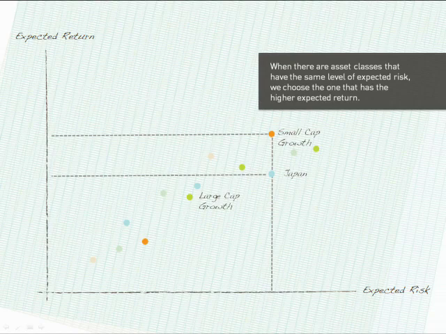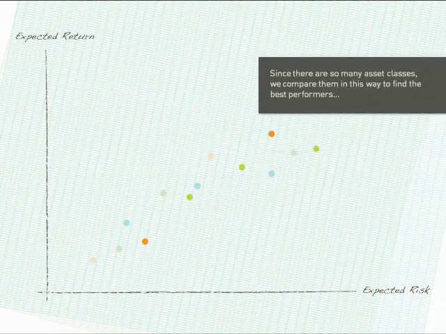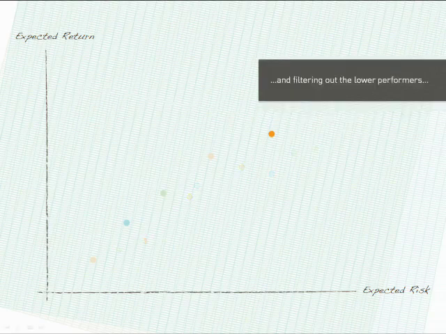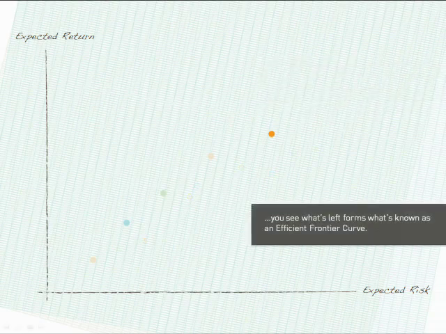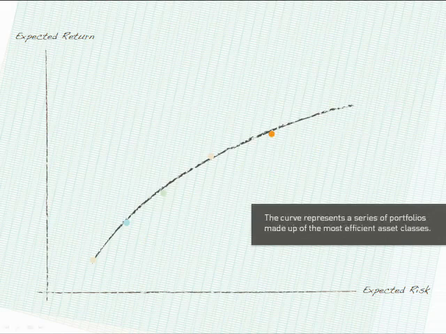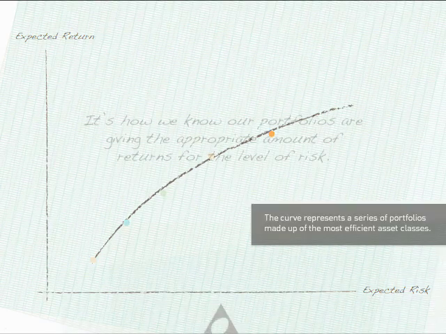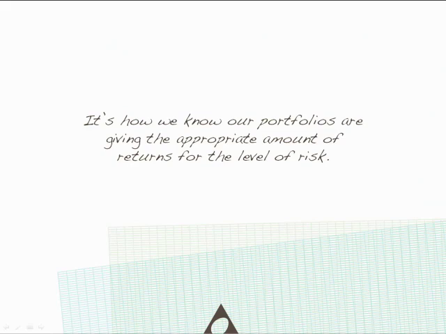So in this case, small cap growth. Since there are so many asset classes, we compare them in this way to find the best performers. By applying the third variable of correlation and filtering out the lower performers, you see what's left forms what's known as an efficient frontier curve. This curve represents a series of portfolios made up of the most efficient asset classes. It's how we know our portfolios are giving the appropriate amount of returns for the level of risk.